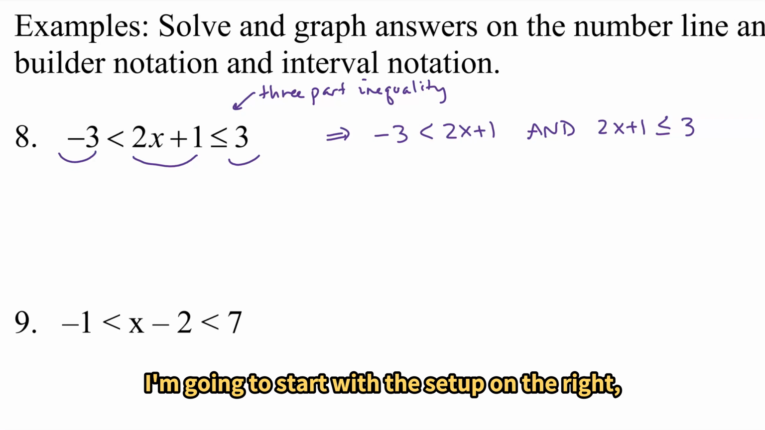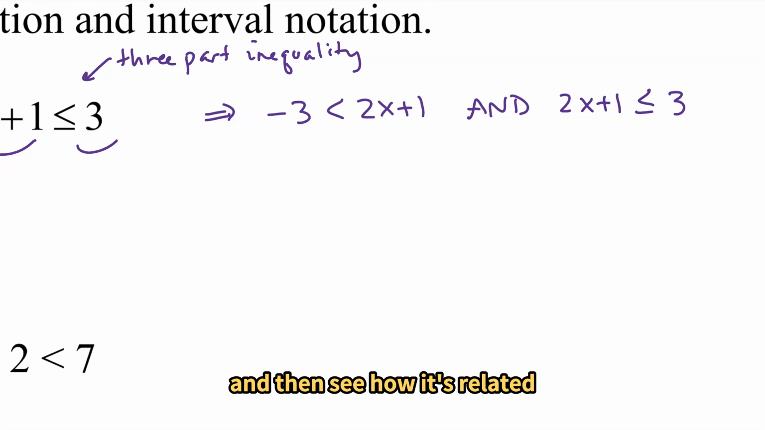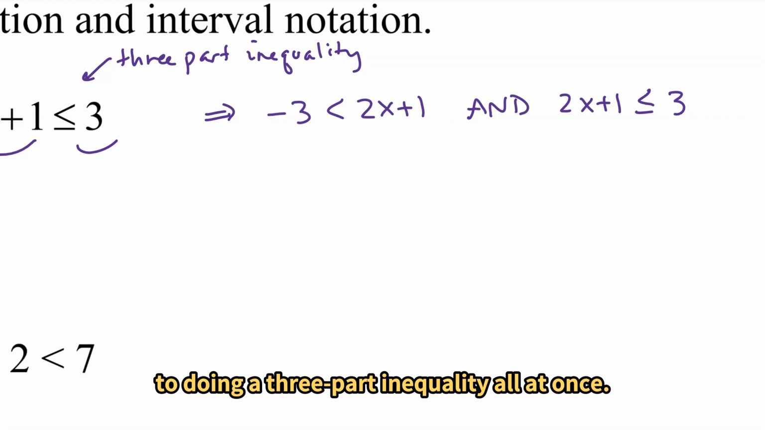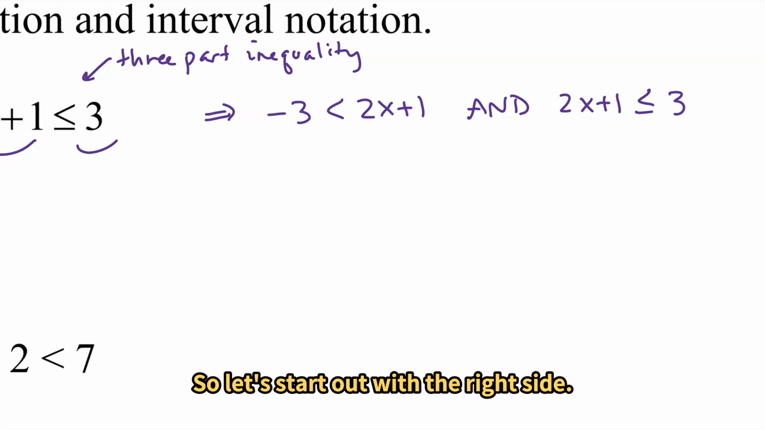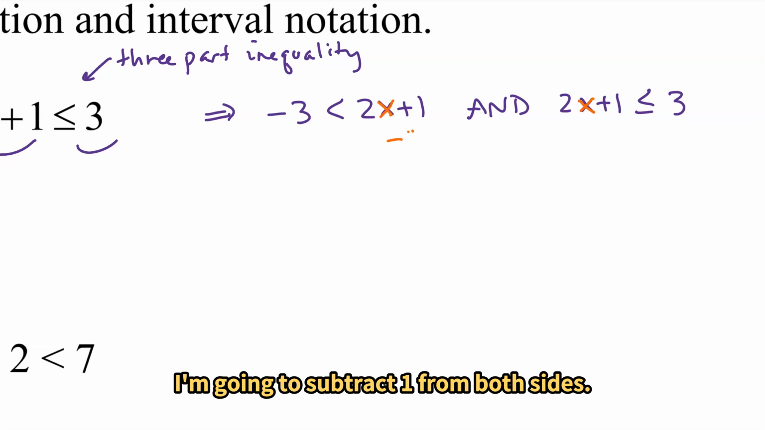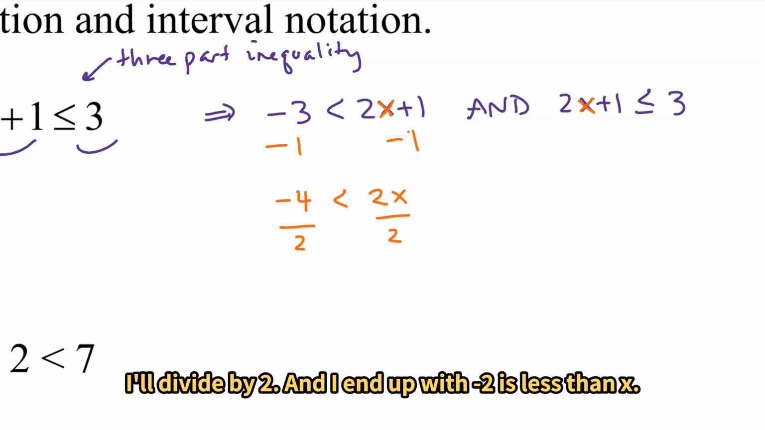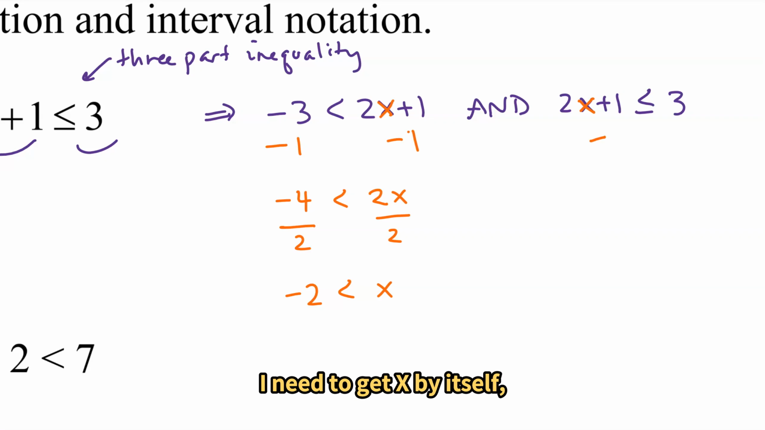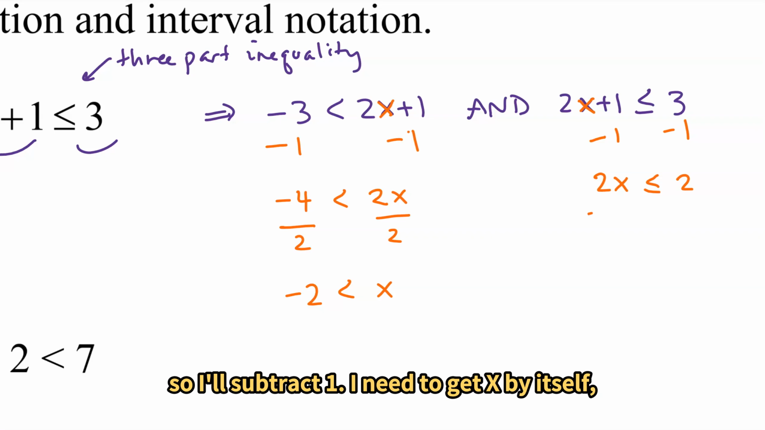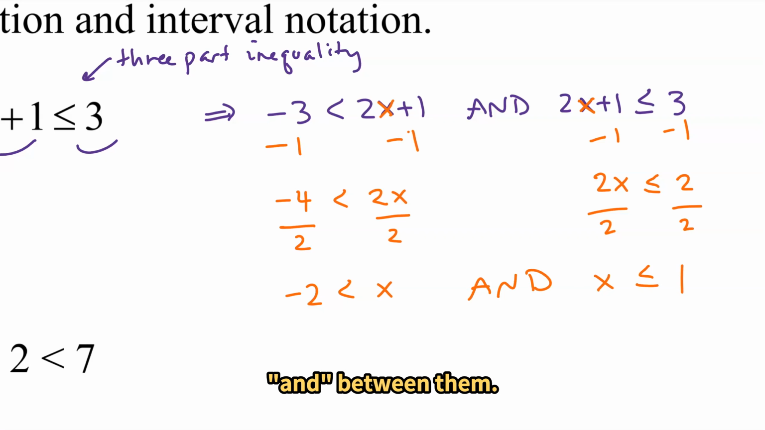With these situations, I'm going to start with the setup on the right, showing you the two separate inequalities, and then see how it's related to doing a three-part inequality all at once. So let's start out with the right side. I need to get x by itself. So in the first inequality, I'm going to subtract 1 from both sides. And then again, trying to get x by itself, I'll divide by 2, and I end up with -2 is less than x. Doing the other inequality, I need to get x by itself, so I'll subtract 1. Need to get x by itself, so I divide by 2. X is less than or equal to 1, with an and between them.